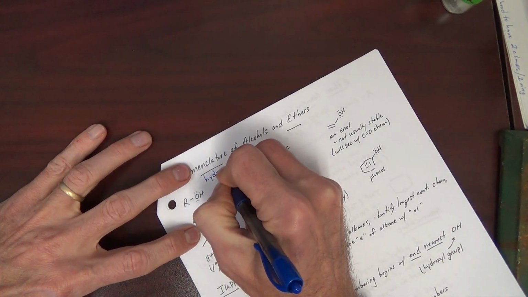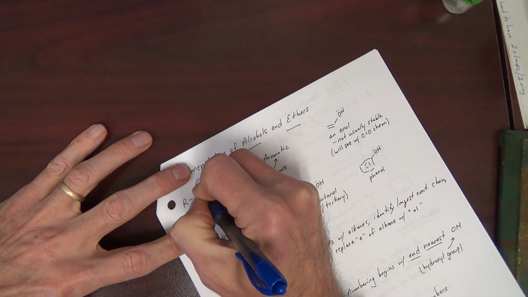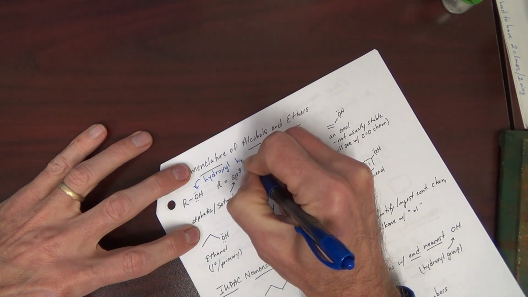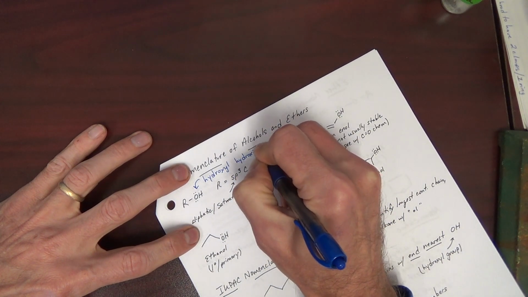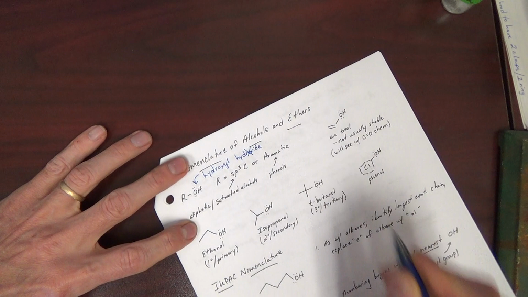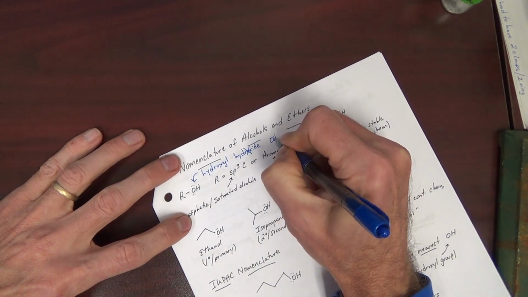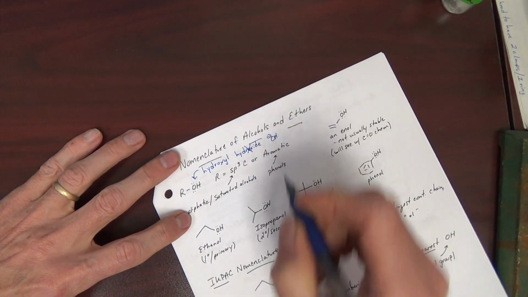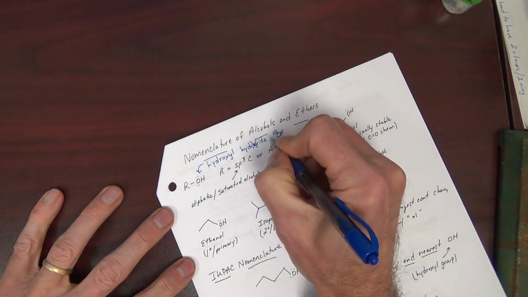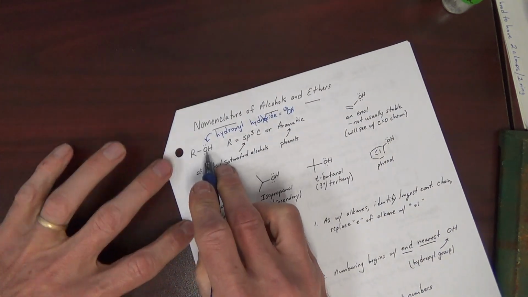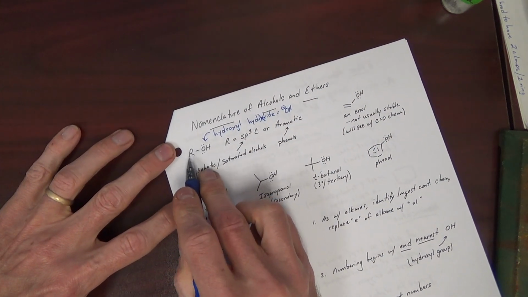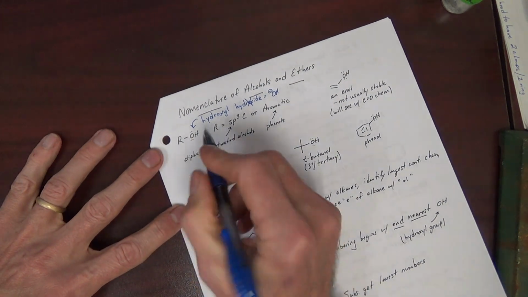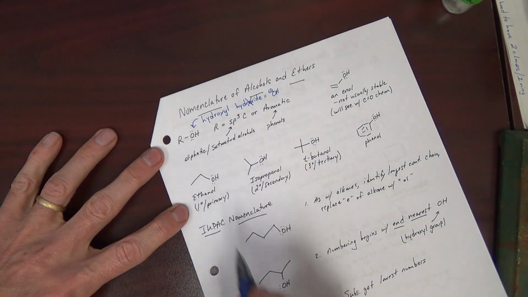Hydroxyl. Okay, not hydroxide. Hydroxide is OH minus, the anion. When it's neutral, when it's bonded to the organic fragment, we call it a hydroxyl or hydroxy group.